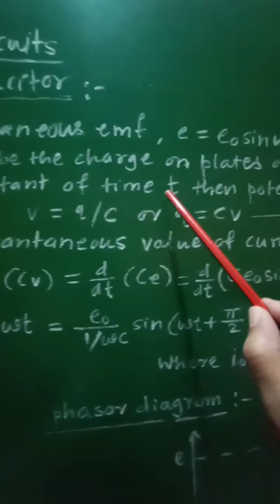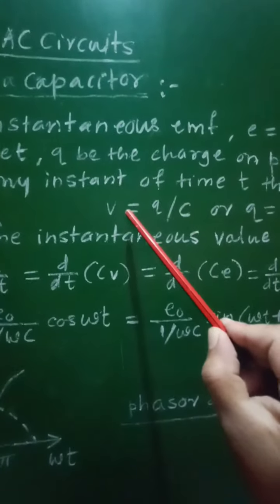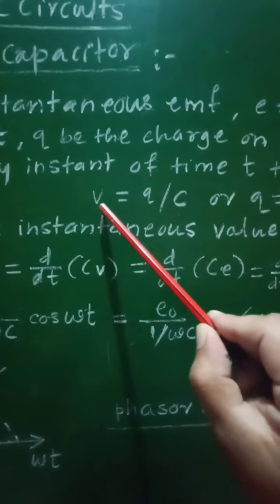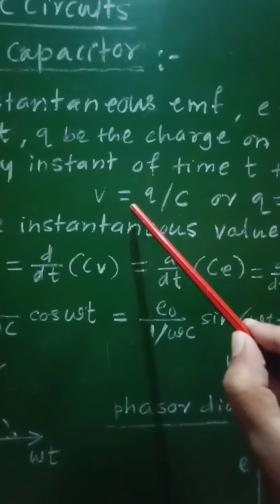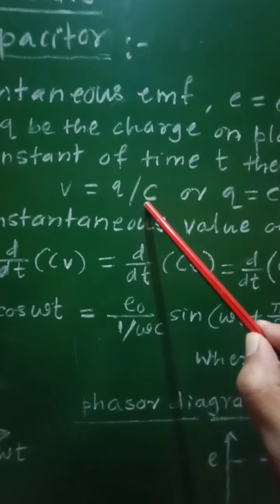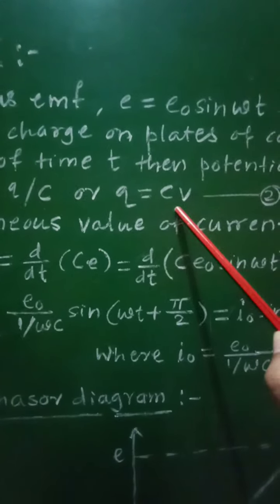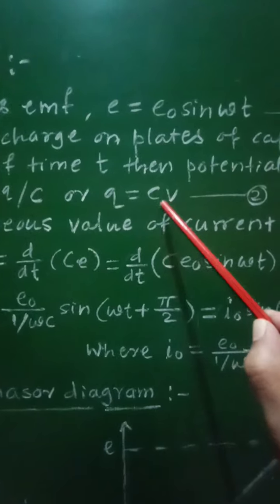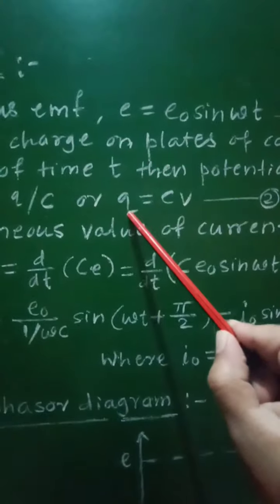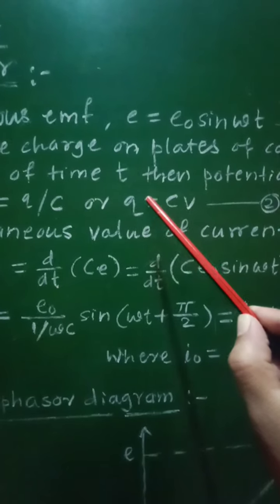At that time, the potential difference between the plates of the capacitor, phi, is given as phi equal to Q by C. That we have already studied: the potential between the plates of the capacitor equals the ratio of charge to the capacitance of that capacitor. Or from this equation we can write Q is equal to C phi, that is charge is equal to capacitance into potential difference, as equation number 2. So this Q is equal to CV represents the charge present on the plates of the capacitor at any instant of time t.